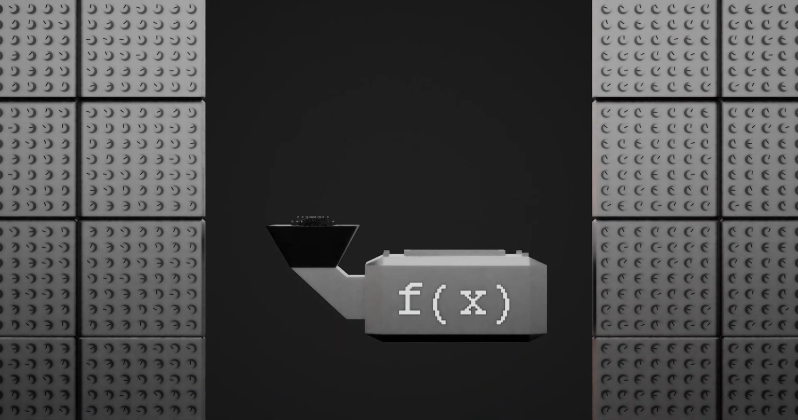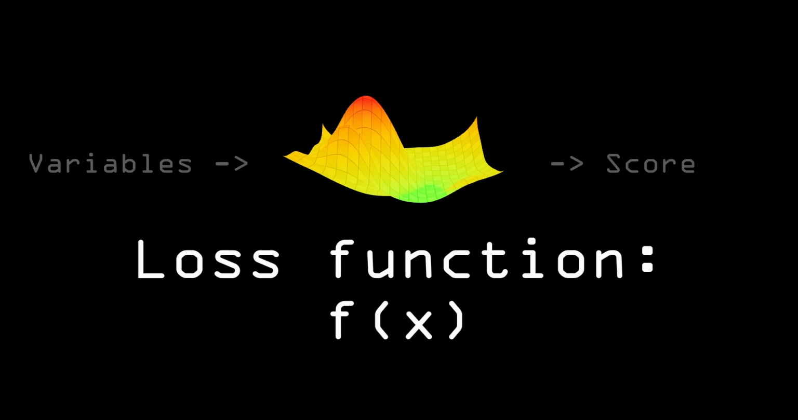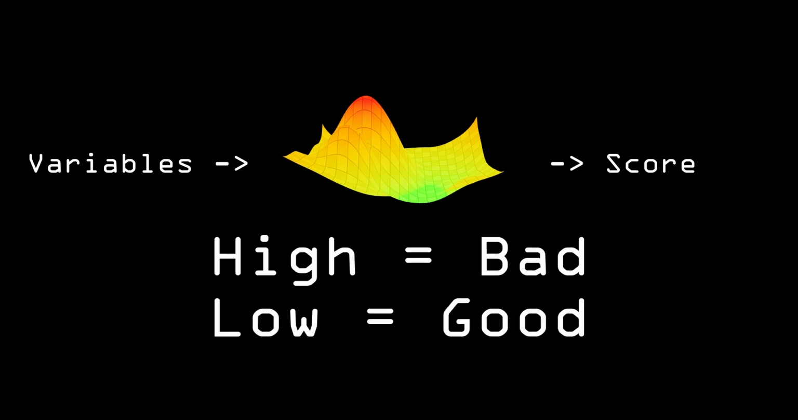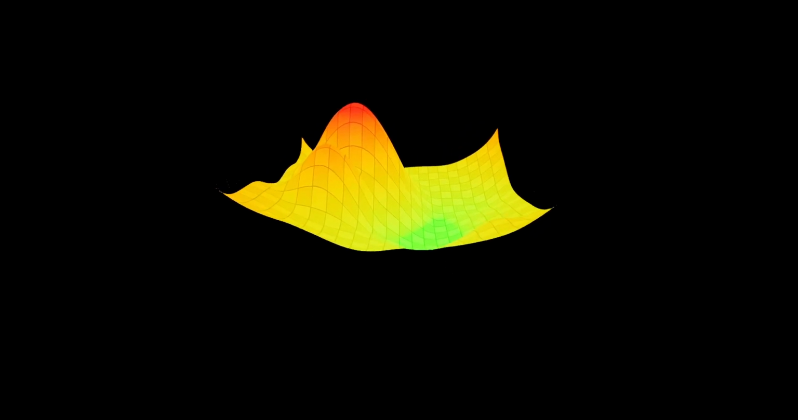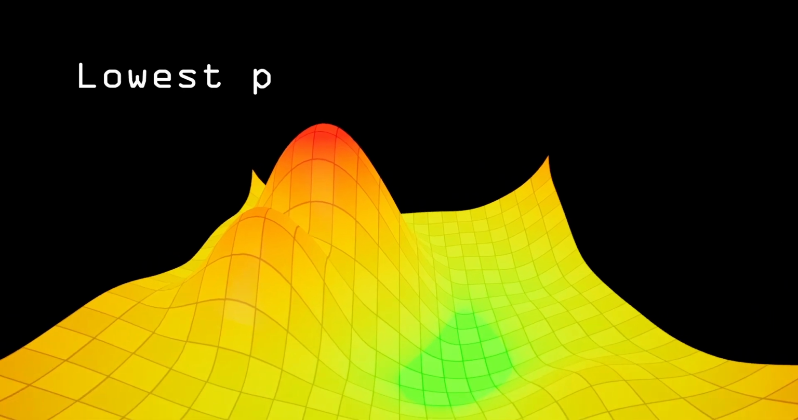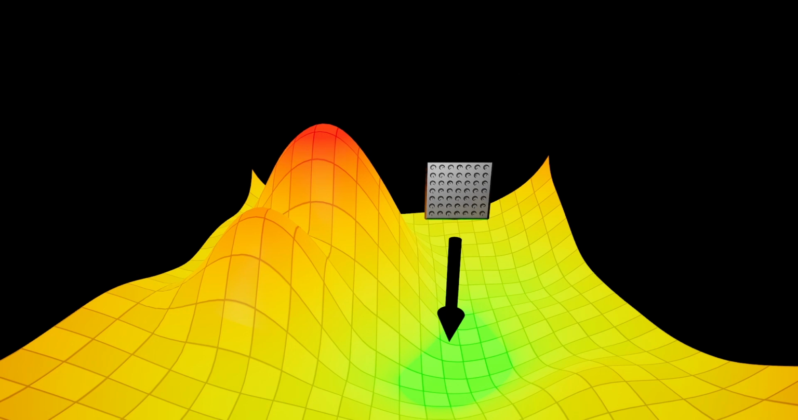Imagine a machine that rates our network based on its errors compared to the examples. This is essentially the loss function, which takes in our variables and outputs a score. High is bad and low is good, like in golf. This graph would technically require one dimension for each variable, but we can't visualize that. The lowest point's coordinates is the magic setting where our network has a low score and therefore the least error.